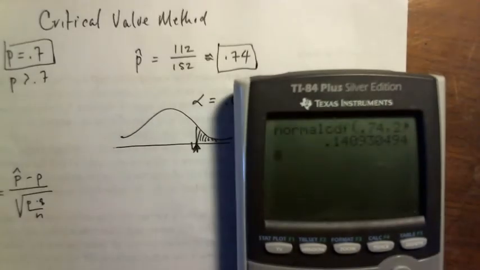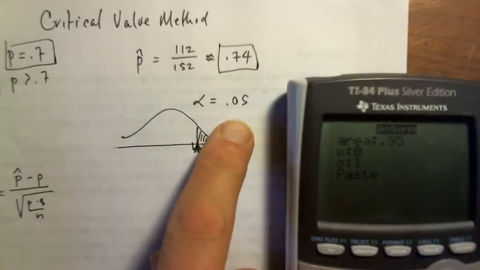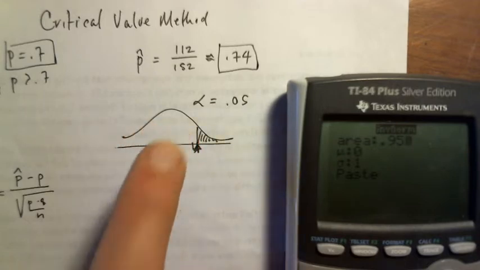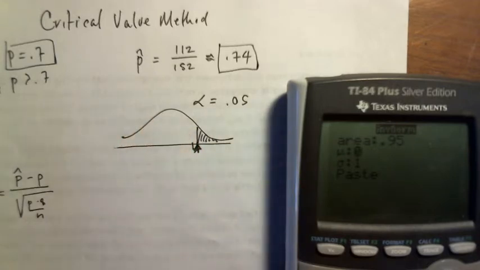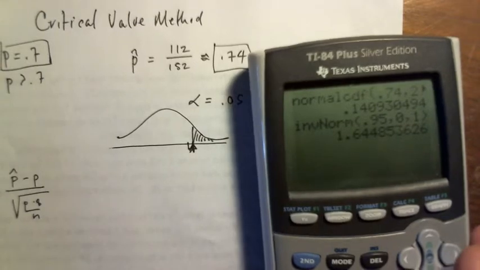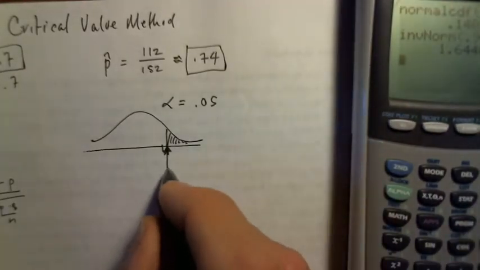So to find the number, we'll go like this. We're going to use the inverse normal key, and the area is going to be 0.95 because we wanted the area in the right tail to be 5%. So what we have to do is put in this area into our calculator. Because it's a z-score, it's a mean of 0, standard deviation of 1. I paste that in, and I get approximately 1.645.